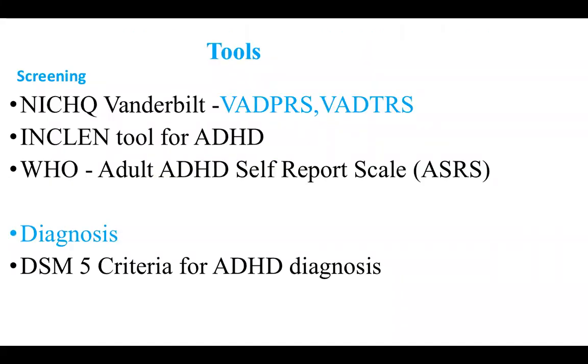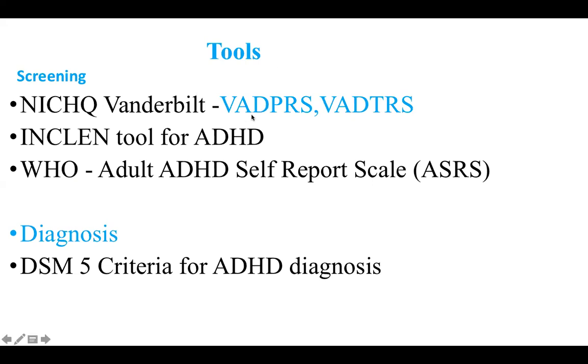So coming on to certain tools that one can use for screening of ADHD. One very much used tool is the Vanderbilt tool, and you have two components in the Vanderbilt tool. This tool is available freely on the internet. If you were to Google it and just put Vanderbilt questionnaire, it will come up as a questionnaire which can be printed out, or it can be sent by email to the parents to be filled.